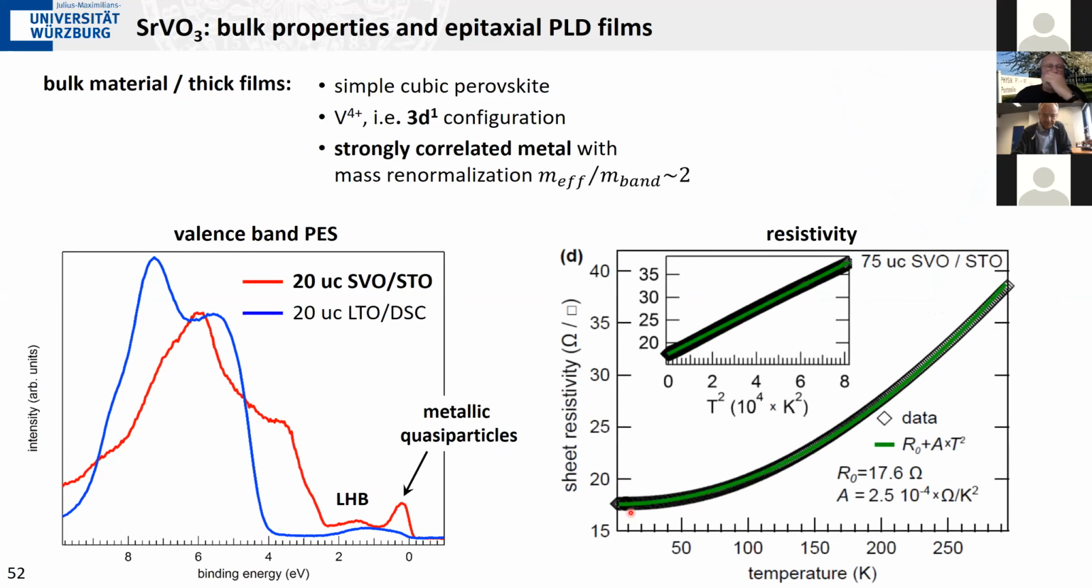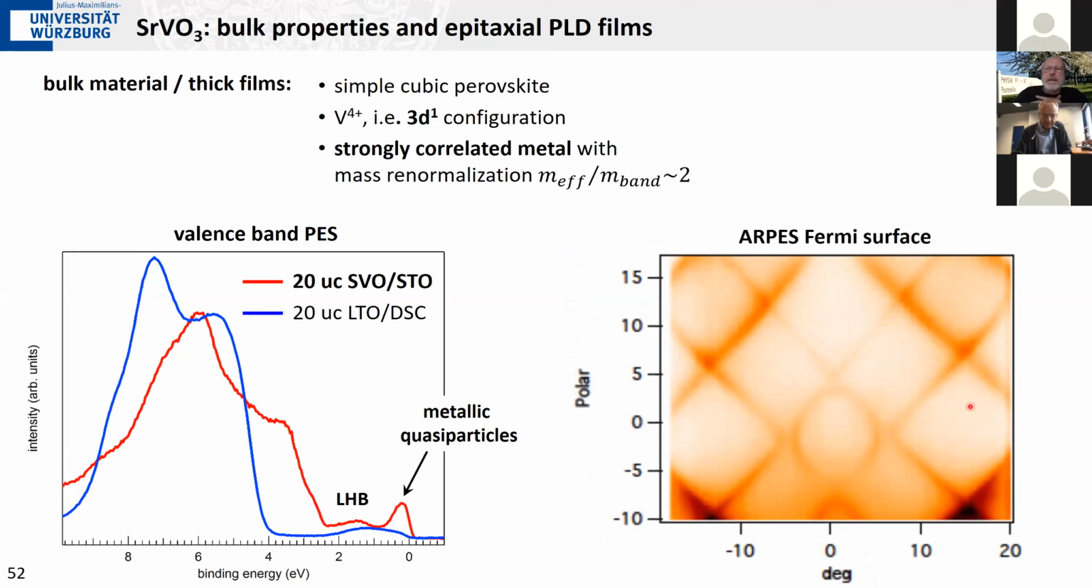This is the transport of such a film. It's clearly metallic. You can actually fit it very nicely with a T-squared behavior. This is the resistivity versus T-squared. So one could be inclined to identify this as Fermi liquid behavior, but I'm not so sure this is really all the way Fermi liquid type T-squared to room temperature. Typically, the Fermi liquid regime is more at the very low temperatures, and this phenomenological T-squared behavior may be due to other effects as well.